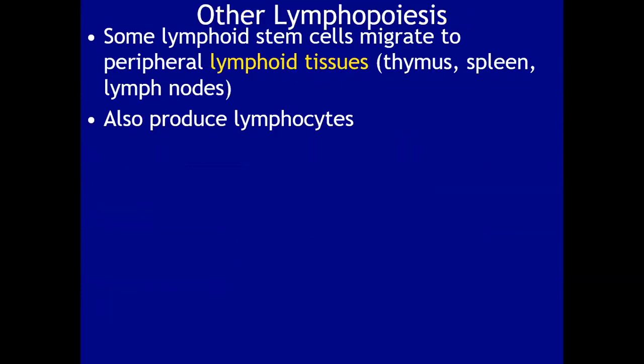Okay, and this just says lymphoidal tissue. We've got lots of it that we'll talk about where these lymphocytes are going to hang out. The thymus, the spleen, and the lymph nodes are havens for lymphocytes to chill out and be ready to fight the fight.